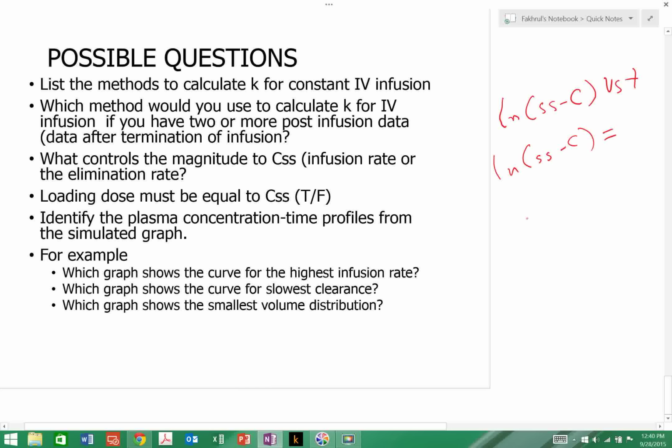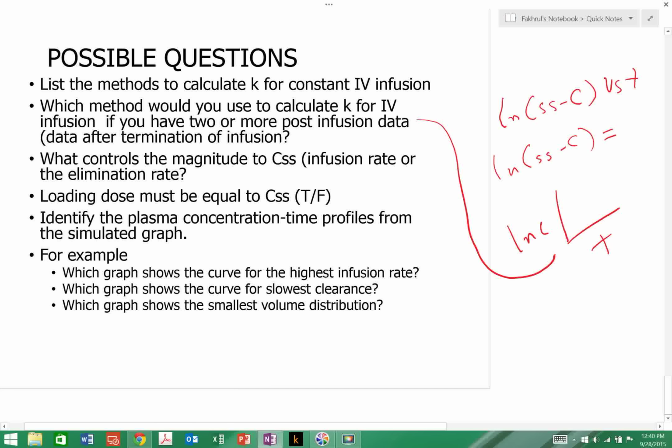And then another method: if you do not have any pre-CSS data, you plot log concentration against time. Which method would you use to calculate K for IV infusion if you have two or more post-infusion data? This is the method you are going to use.